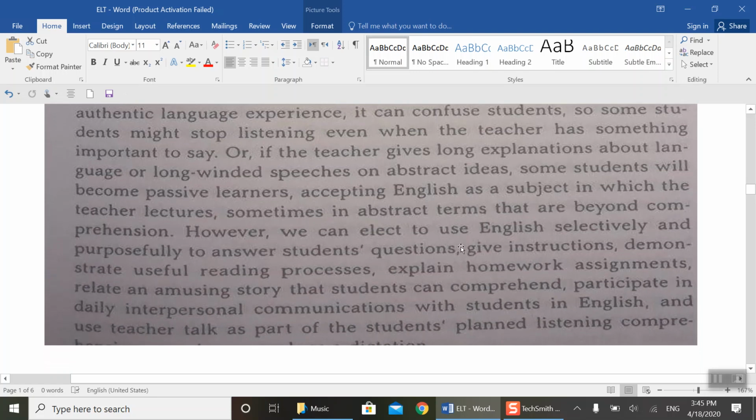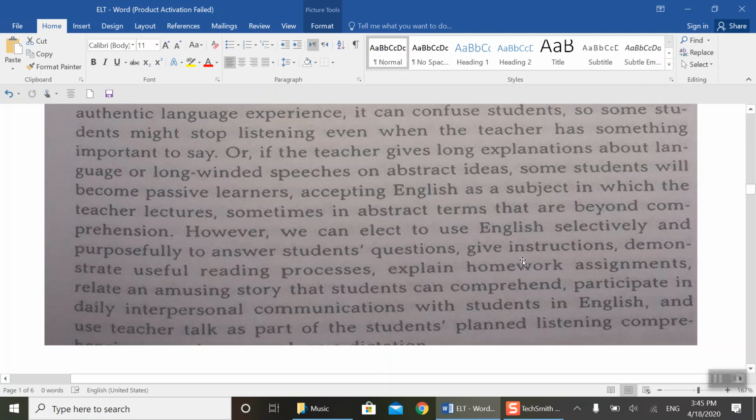However, we can elect to use English selectively and purposefully to answer students' questions. For example, we have to give instructions, demonstrate a useful reading process, explain homework. This is the job of the teacher, not only speaking. So what does the teacher do or should do inside the class? What should the teacher do?